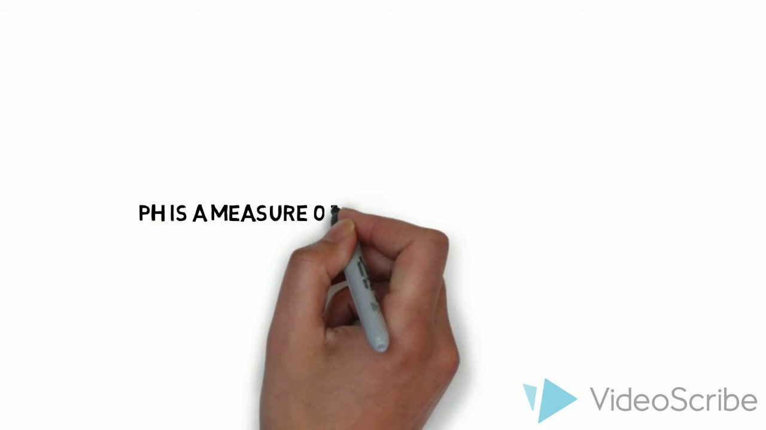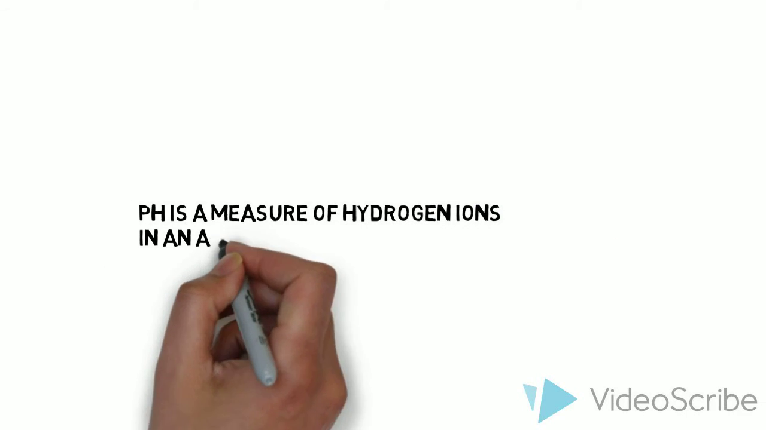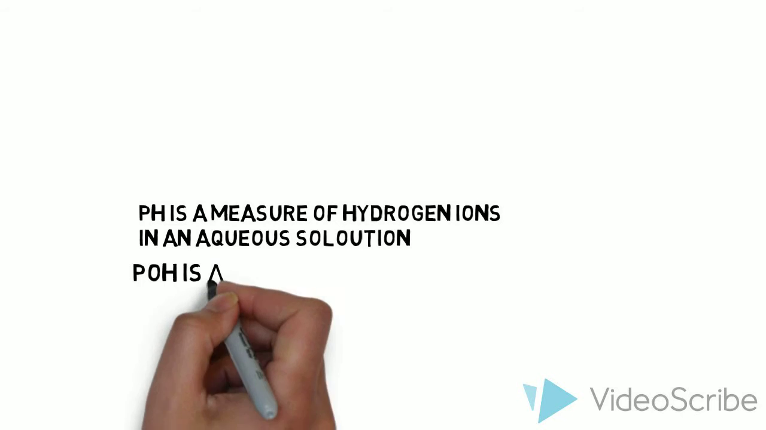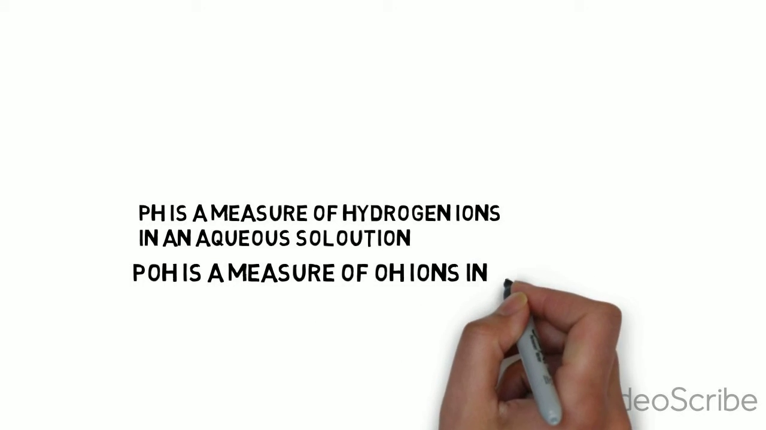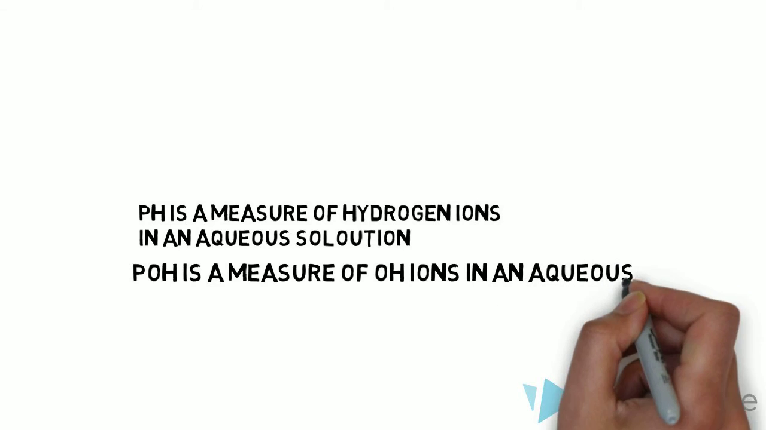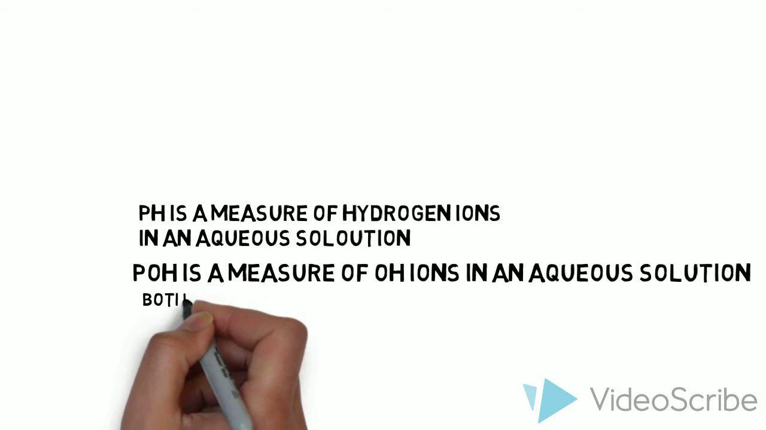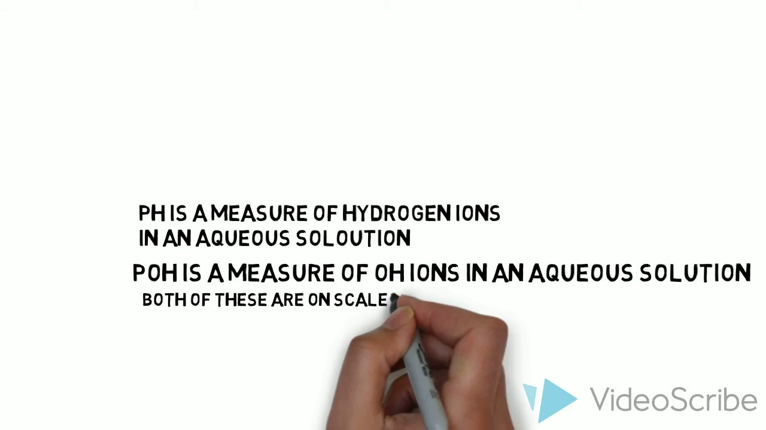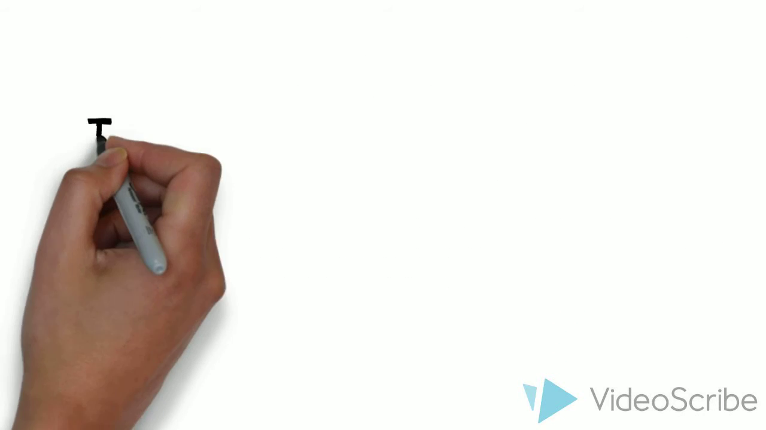pH is a measure of hydrogen ion concentration in an aqueous solution. pOH is a measure of hydroxide ion concentration in an aqueous solution. Both of these are measured on a scale of 1 to 14, 7 being neutral. In pH, 1 is considered acidic, and in pOH, 14 is considered acidic, vice versa. So that means 14 on the pH scale is basic, and 1 on the pOH scale is basic.